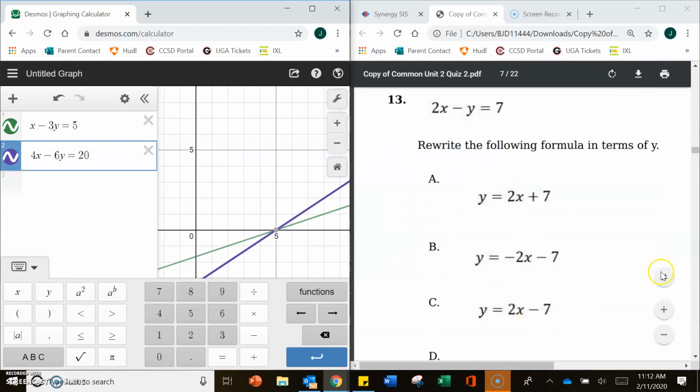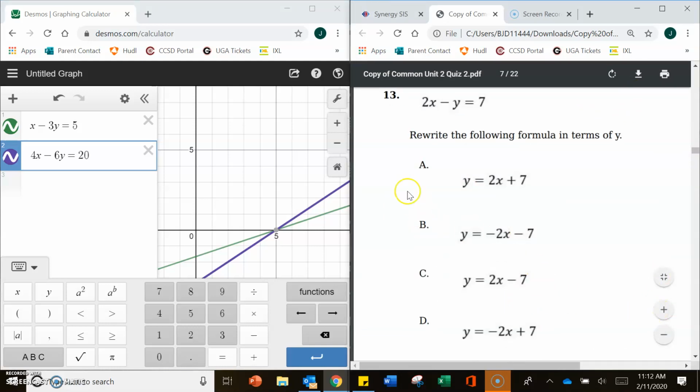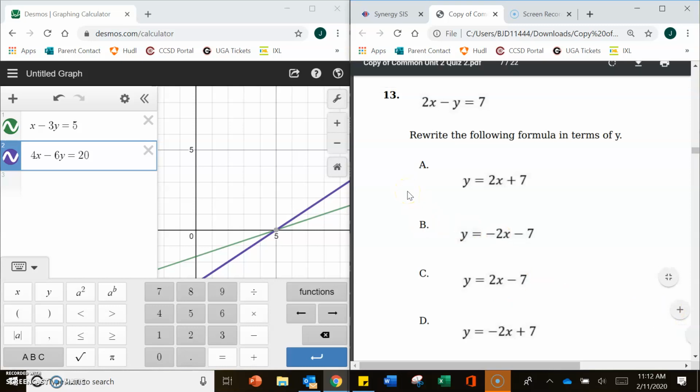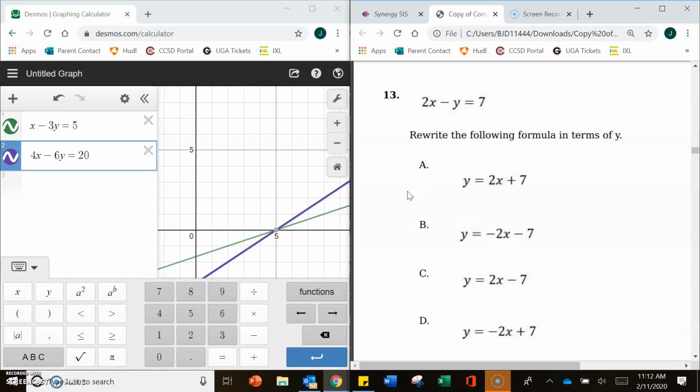Now, number 13 here. Rewrite the following formula in terms of y. What does that really mean we need to do? Yeah, solve for y. Get y by itself. Isolate y. Could we use Desmos to answer this? If we can, how can we do that? How can we use Desmos to answer 13?